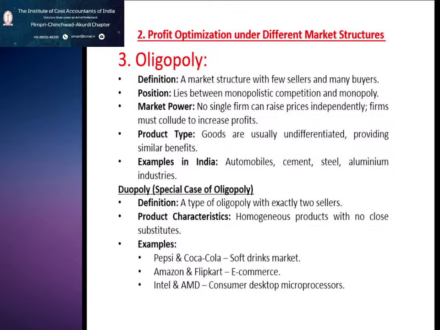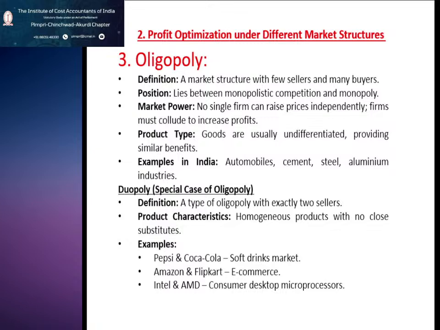In oligopoly there is a special case of duopoly. Now let's understand what is meant by duopoly. Duopoly is a type of oligopoly with exactly two sellers in the market. There could be many buyers, but there are only two sellers. Let's see with an example. The products are homogeneous with no close substitutes. They are not substitutes for each other, but they are homogeneous products.